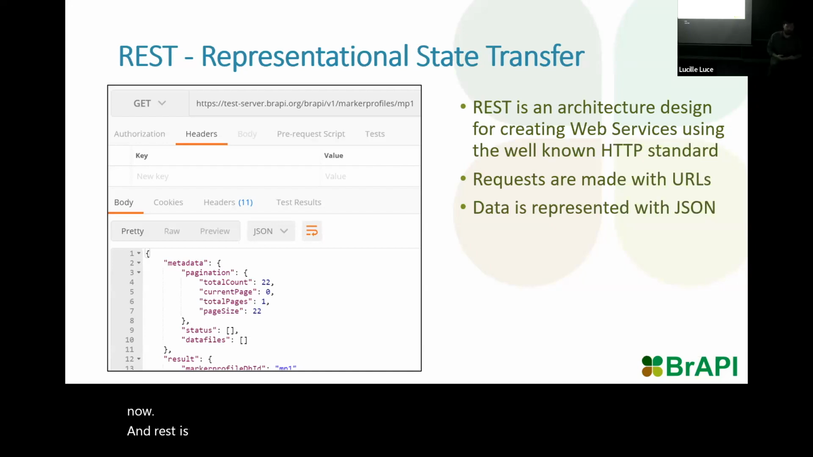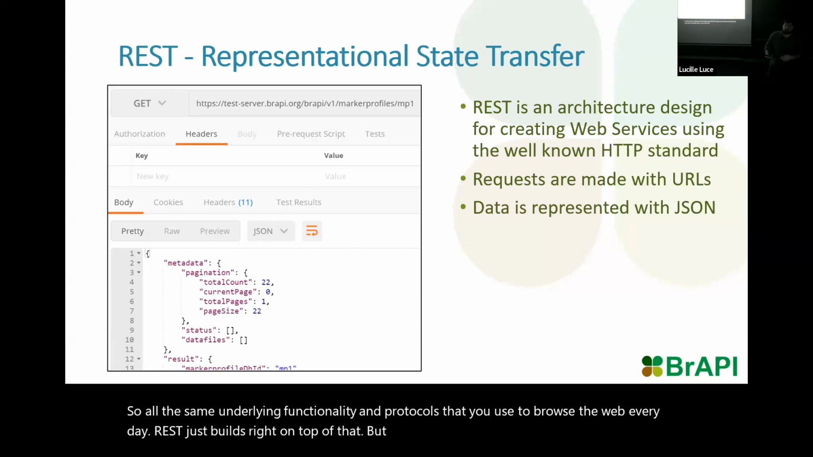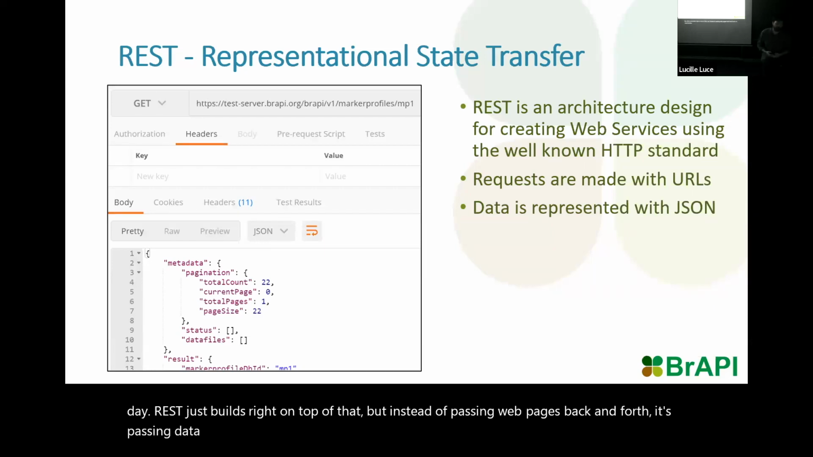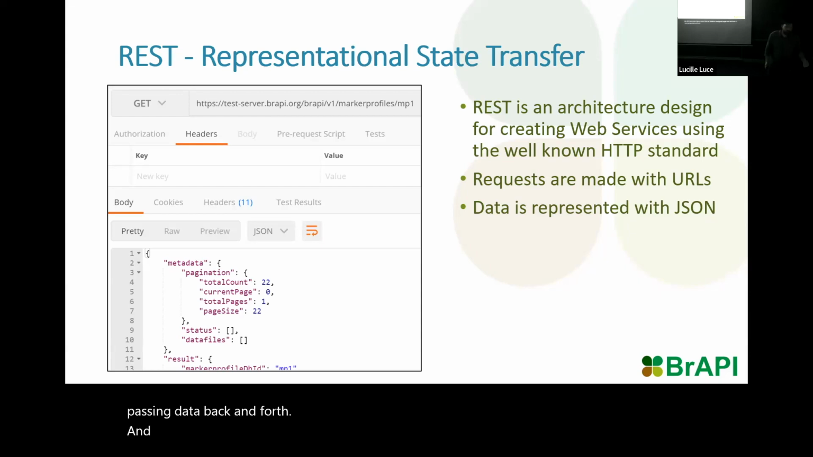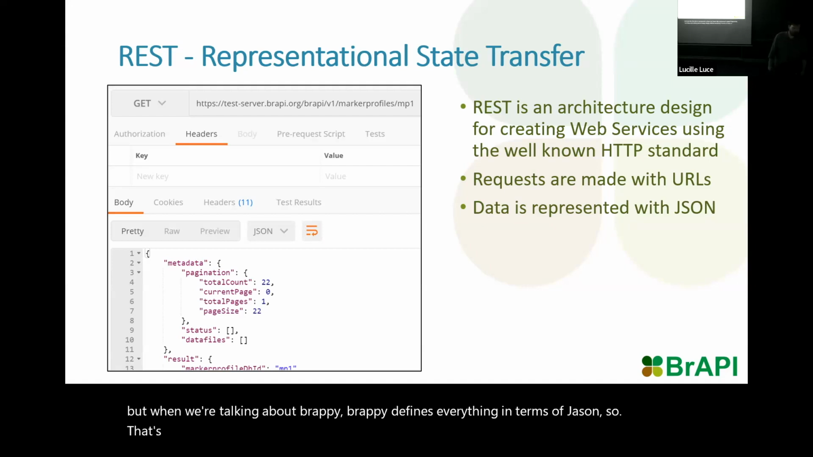REST is built on the well-known HTTP standards. So all the same underlying functionality and protocols that you use to browse the web every day. REST just builds right on top of that, but instead of passing web pages back and forth, it's passing data back and forth. And typically that data is represented as JSON and JSON data structures. It doesn't have to be, but when we're talking about BrAPI, BrAPI defines everything in terms of JSON. So that's what we'll be talking about going forward.